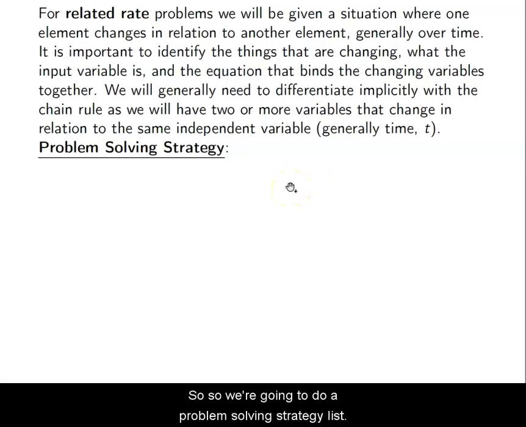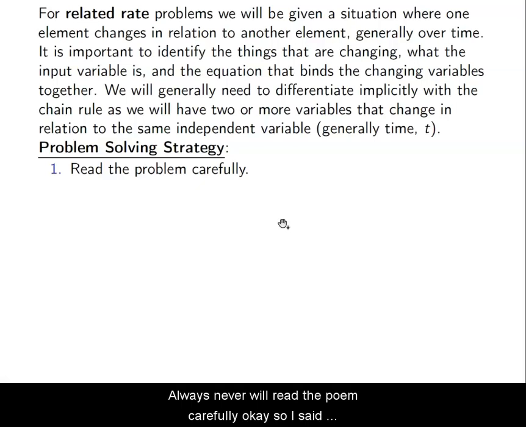I've said the same thing maybe three or four times already, so we're going to do it one more time as a problem-solving strategy list. Always, number one, read the problem carefully. I've said this numerous times. I generally read a word problem about four to five times. I'll read it once. I'll read it again and write down some important pieces of information. I'll try to draw a picture and read it one more time and label stuff on my picture as I read it. You're going to have to read your word problem a few times over.